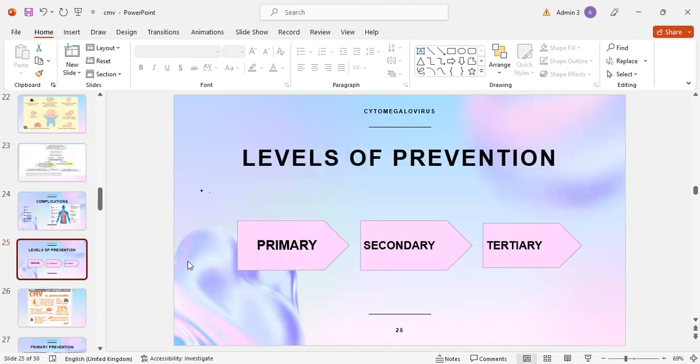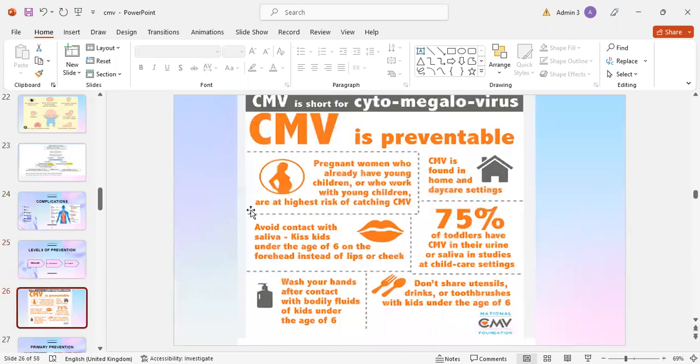Levels of prevention: primary, secondary, and tertiary. Cytomegalovirus is preventable. Pregnant women who already have young children, or who work with young children, are at high risk of catching cytomegalovirus infection. Cytomegalovirus is found in home and daycare settings. Avoid contact with saliva. Kiss kids under the age of 6 on the forehead instead of the lips and cheeks. 75% of toddlers in child care settings have cytomegalovirus in their urine or saliva. Wash your hands after contact with bodily fluids of kids under age 6. Don't share utensils, drinks, or toothbrushes with kids under age 6.